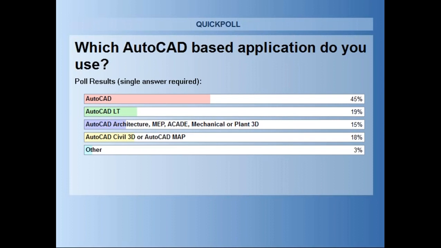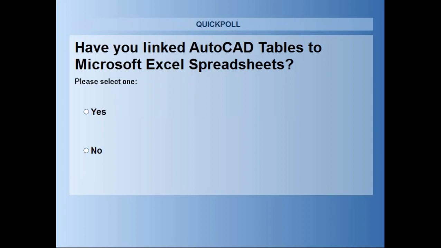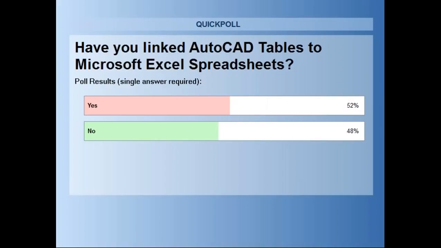And then finally, one last poll for the time being. I'm sure you're wondering, what is that all about? I'm just curious if you've done any kind of work with linking AutoCAD tables to Excel spreadsheets or other documents. We have almost an even split, with a little bit of variation in yes and no. I will explain shortly why I threw that poll in there. Pretty close to even.